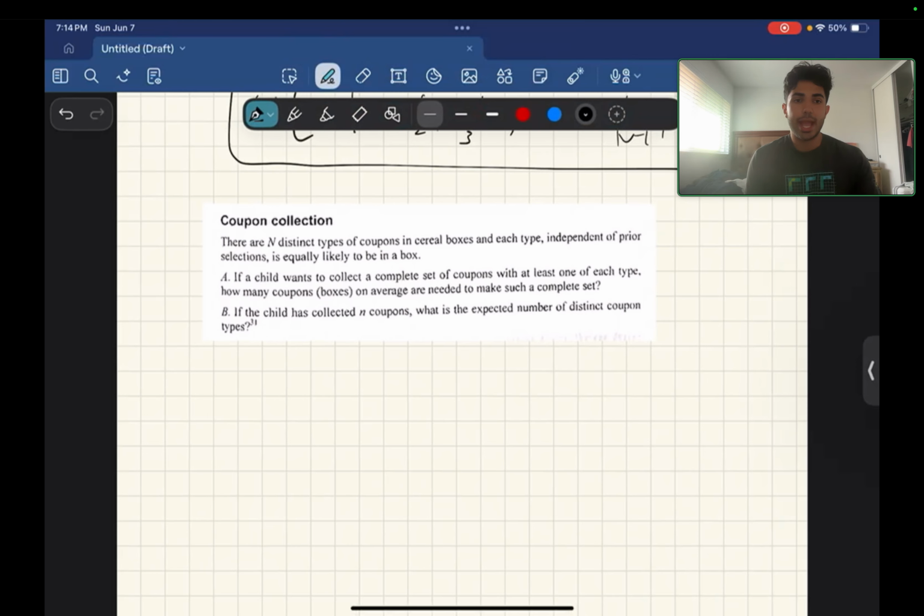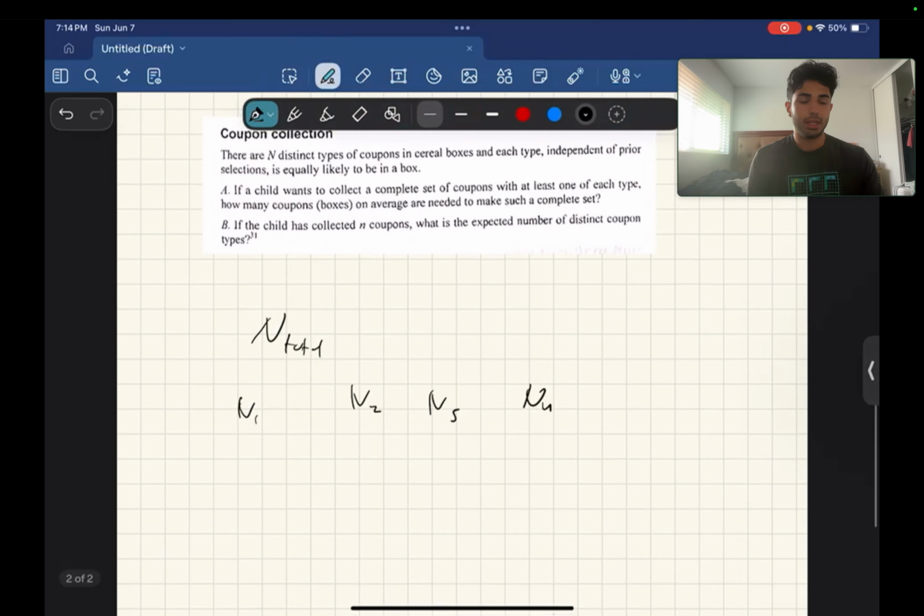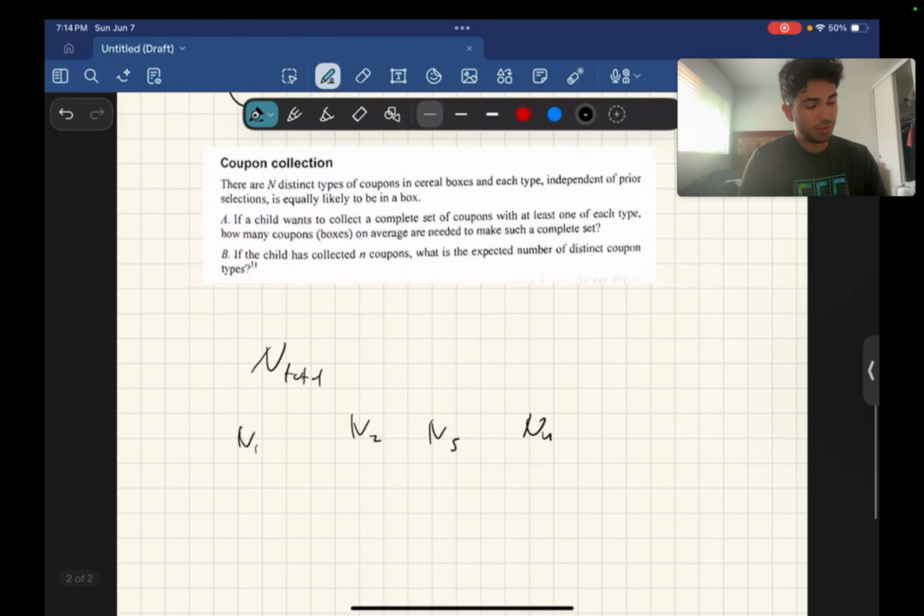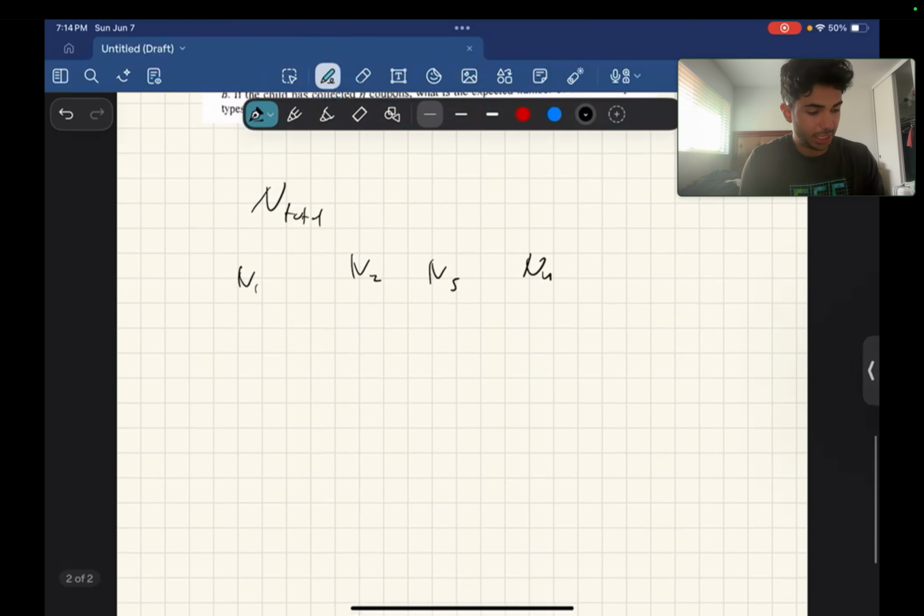to obtain any particular coupon type, we have n of them, right? We can have n1, that's one of the types, n2, n3, n4, and the probability of obtaining, let's say n4 in particular, on your next pull is 1 over n. Because there are n possible coupons, and you want to obtain just n4 on your next pull. It'll be 1 over n.